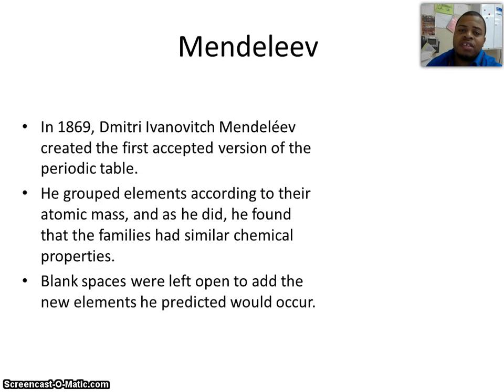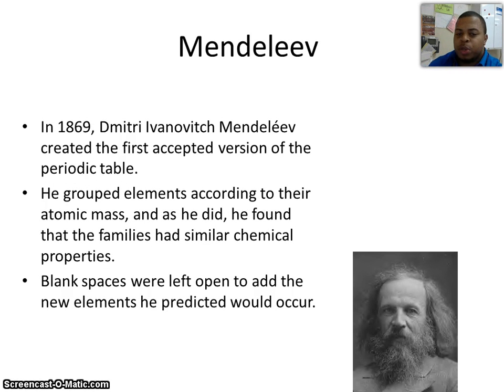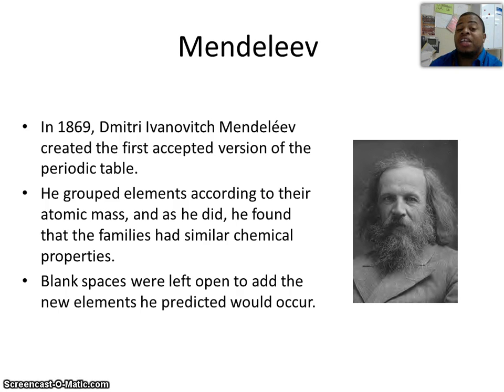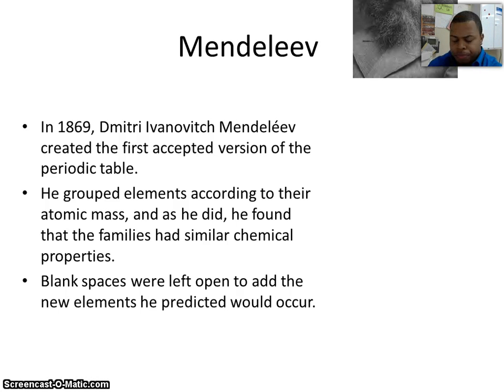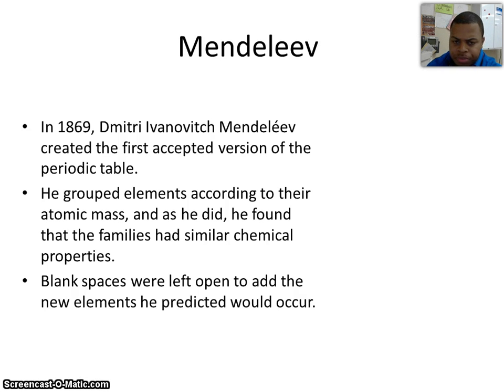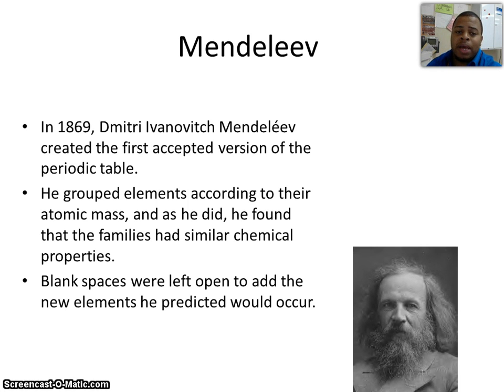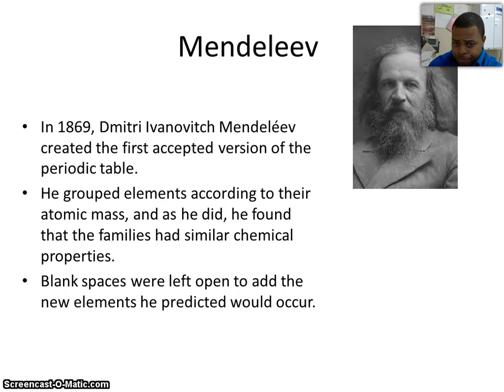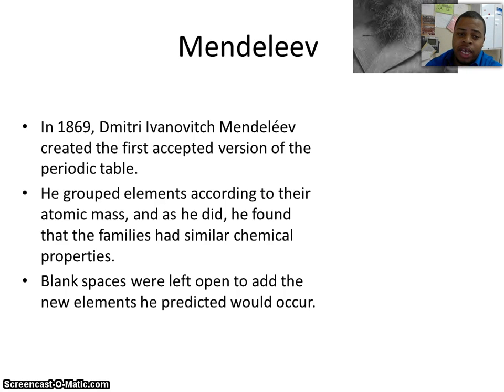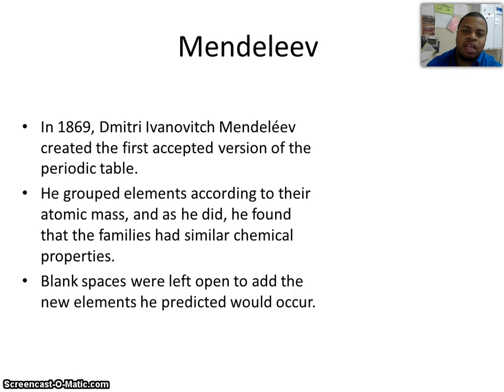Now, Mendeleev is the one who created the first accepted version of the periodic table, as you see this picture coming up on the side. Now, how did he arrange it? He was the one who arranged the periodic table according to atomic mass. Along with lining it up in terms of atomic mass, he also found that they had some other properties that were also very similar. So we want to go ahead and take that information and see what those other things were.